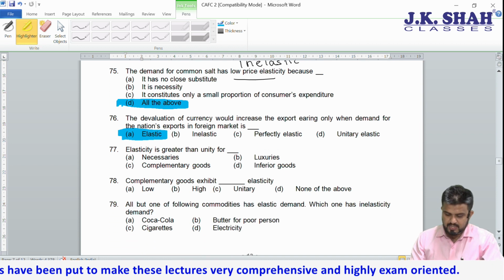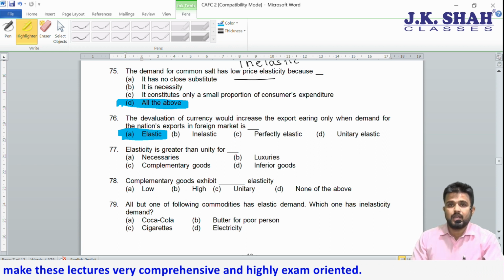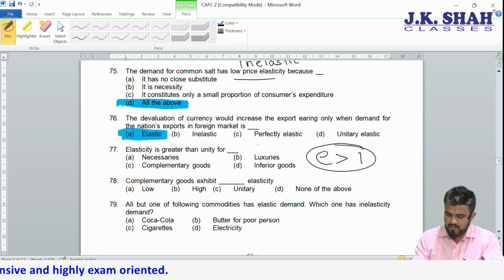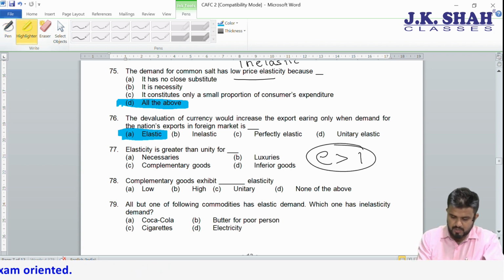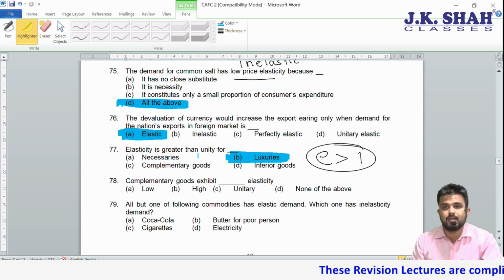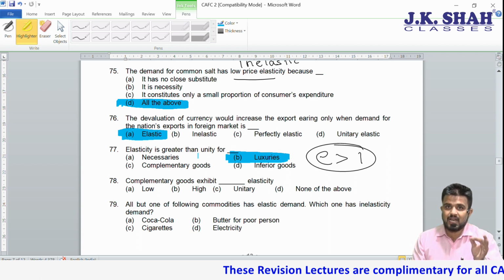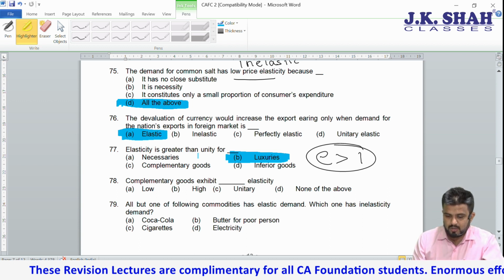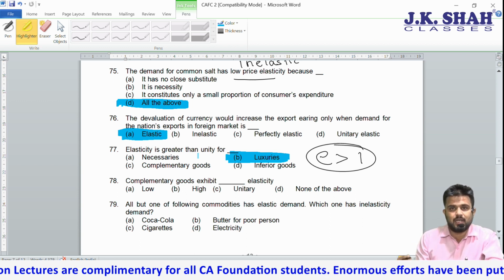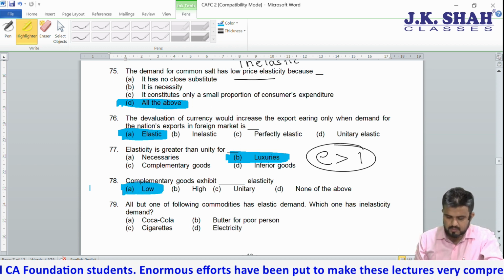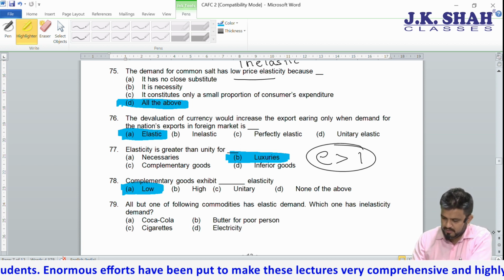77, elasticity is greater than unity. Greater than unity means, students, they are telling E is greater than 1. That is applicable to which type of goods? Luxury goods. Complementary goods exhibit dash elasticity. So I would say they are inelastic because you buy a car, you have to buy petrol. So low elasticity, inelastic, both are same. Correct answer is low. Option A is correct for 78.